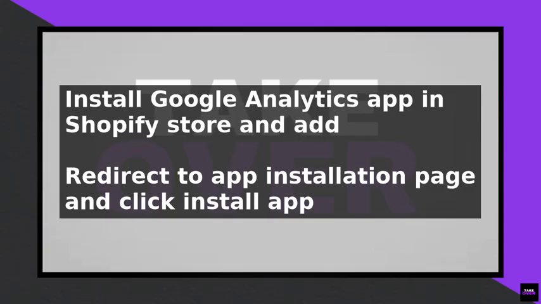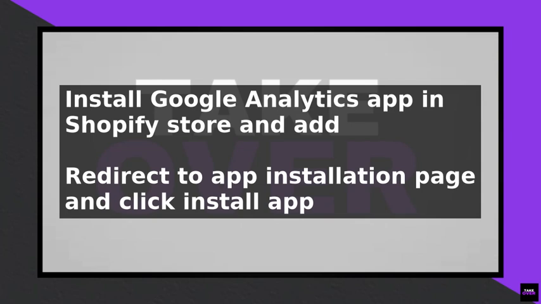After installing the app, connect your Google Analytics account to Shopify. Go to the Google Analytics app in your Shopify store and click on Connect to Google Analytics. You will be redirected to the Google Analytics website where you will need to select the account you want to connect and click on Next.